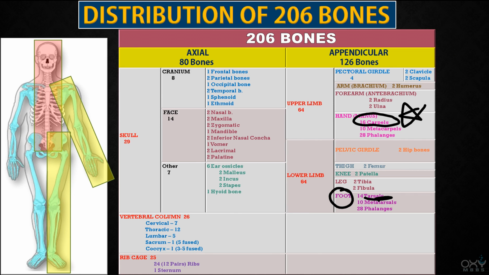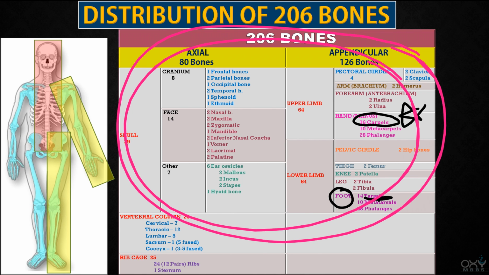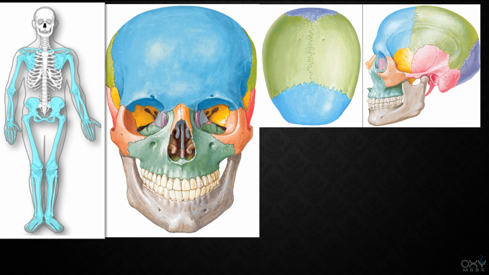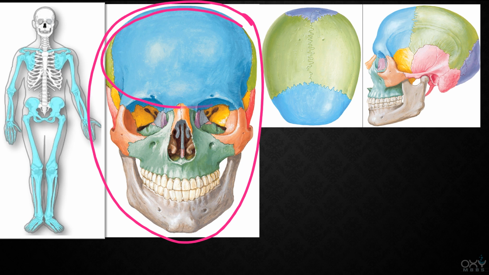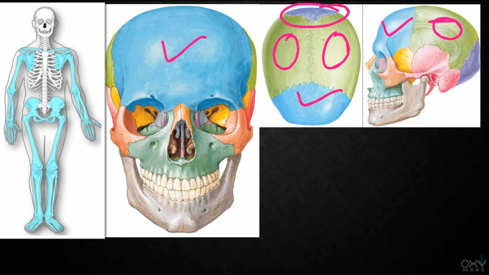Now friends, I will show you pictures of all these bones so that you can have a crystal clear view of where they are actually present in our body. So this is our skull, and this upper part of the skull is called cranium and this lower part is called face. And this is the frontal bone, and these 2 bones are parietal bones. And this is the occipital bone.